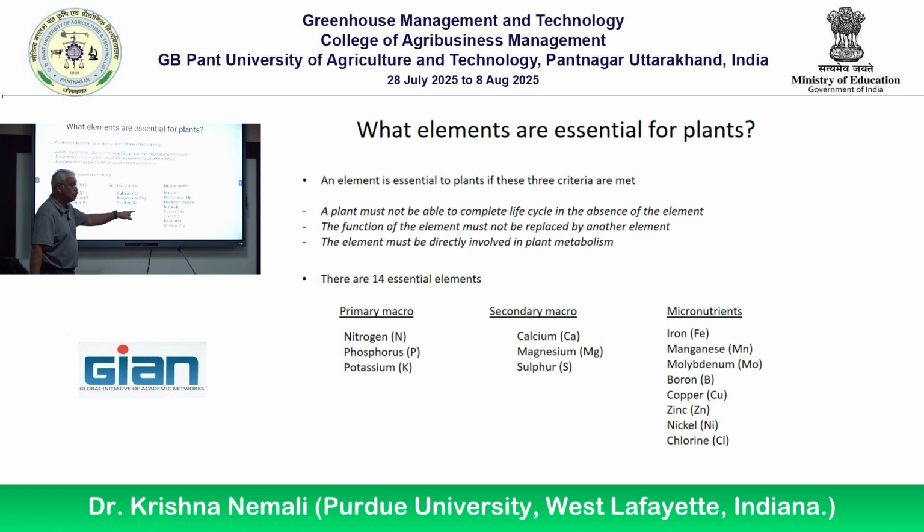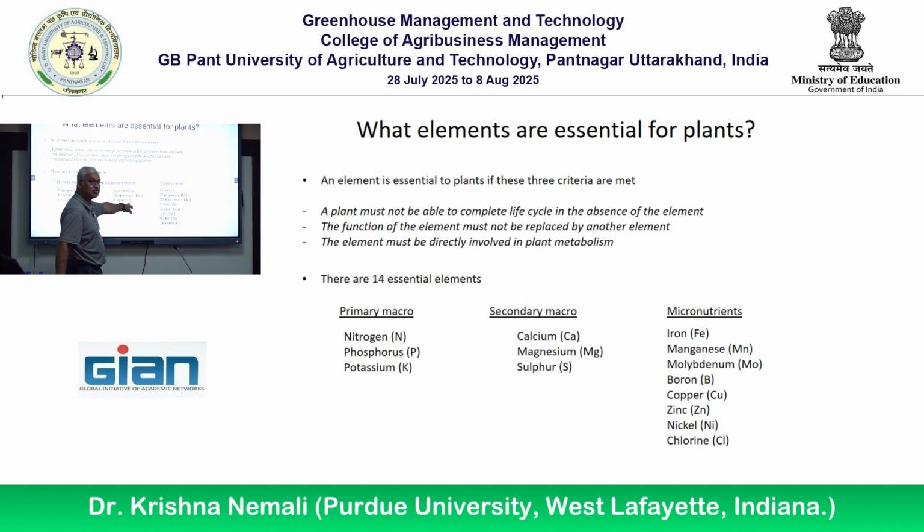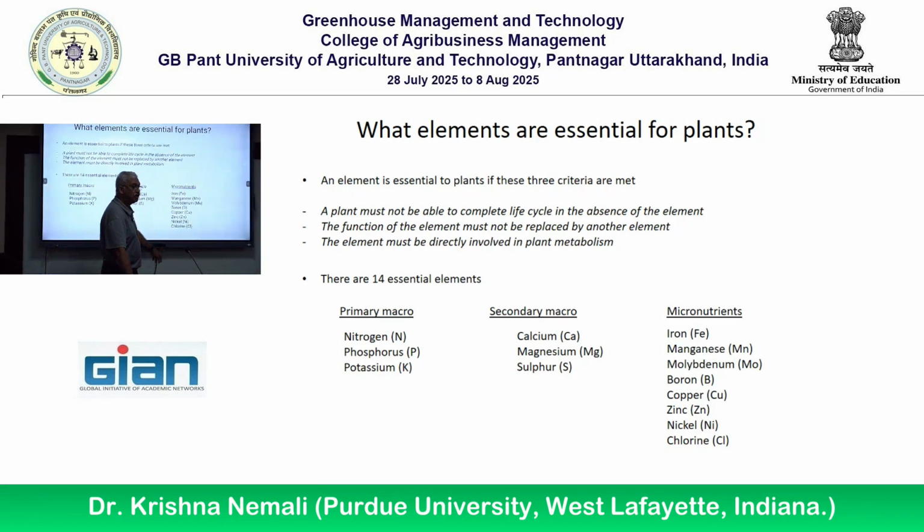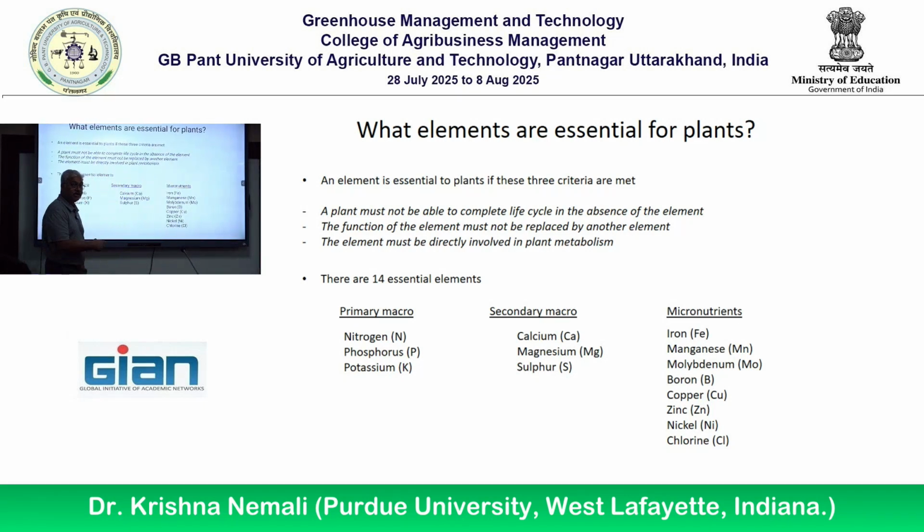And those 14 are shown here. Most of them you already said. What I'm doing here is categorizing them into three groups: primary macro, secondary macro, and micronutrients. Nitrogen, phosphorus, potassium, NPK, then calcium, magnesium, sulfur as secondary macros, and then all the micros: iron, manganese, molybdenum, boron, copper, zinc, nickel, chlorine. Okay, 14, 8 plus 3 plus 3.